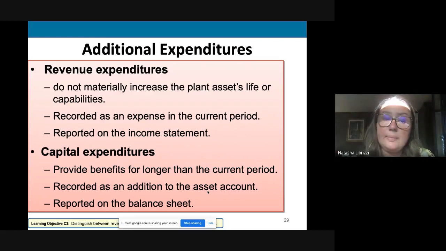However, capital expenditures would provide benefits for longer than the current period. Let's say I have a new transmission that increases the life of my asset, or I am going to build an addition to the building, and now my building has a new wing to it that I'll be using for music classes. So suddenly that is a capital expenditure. And it's recorded as an addition to an asset account and reported also on the balance sheet.